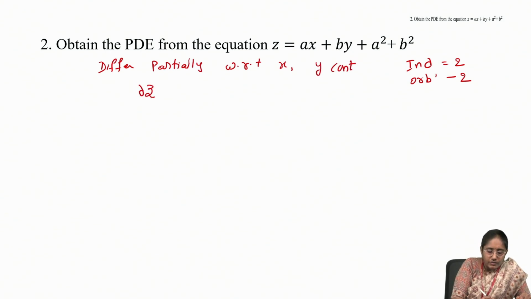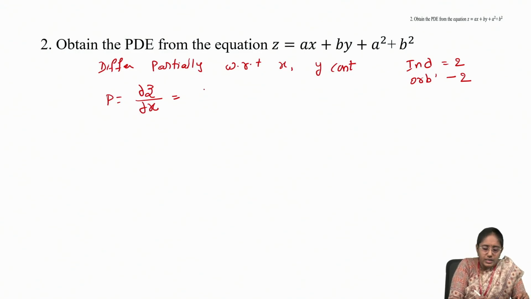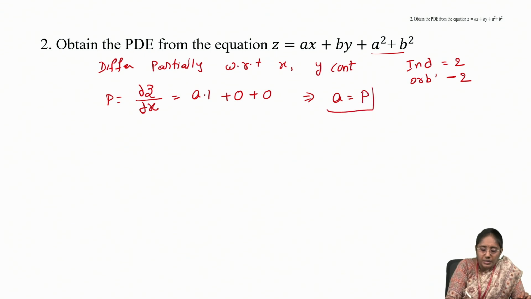So differentiate the given equation, ∂z/∂x. It is represented as p. a is an arbitrary constant, so a into derivative of x is 1, plus b is a constant and y is also treated as a constant, so the derivative of a constant is 0. Here a square plus b square is also a constant, so it is 0. Then you will get a is equal to p.